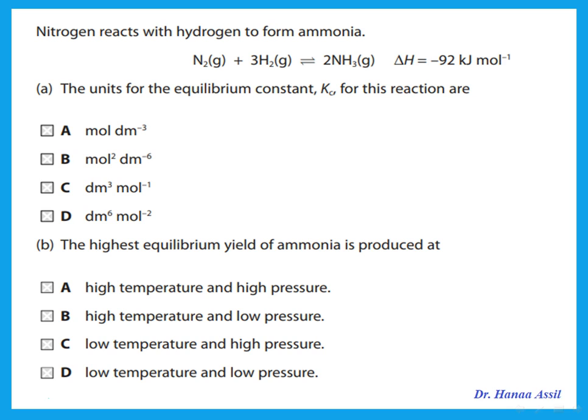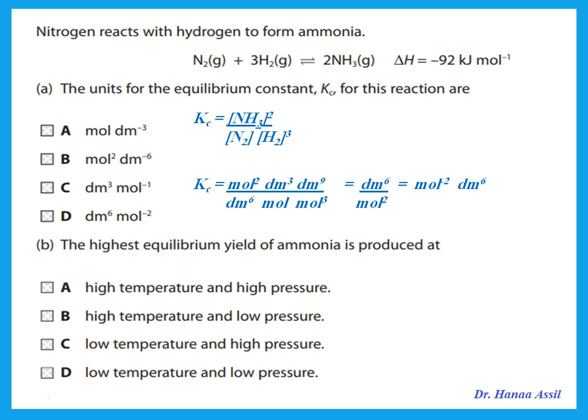Okay, let's take a look at this question. Nitrogen reacts with hydrogen to form ammonia. The units for the equilibrium constant Kc are what? We said in order to get the units, we write the expression for Kc: concentration of ammonia to the power 2 over concentration of nitrogen times concentration of hydrogen to the power 3. And then you write the units.